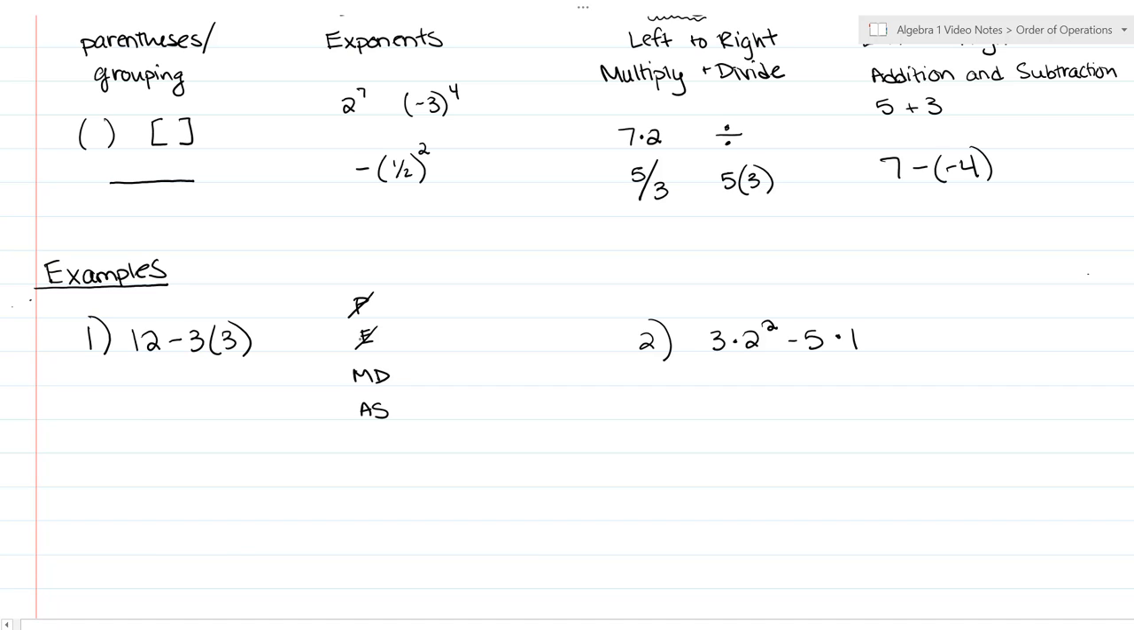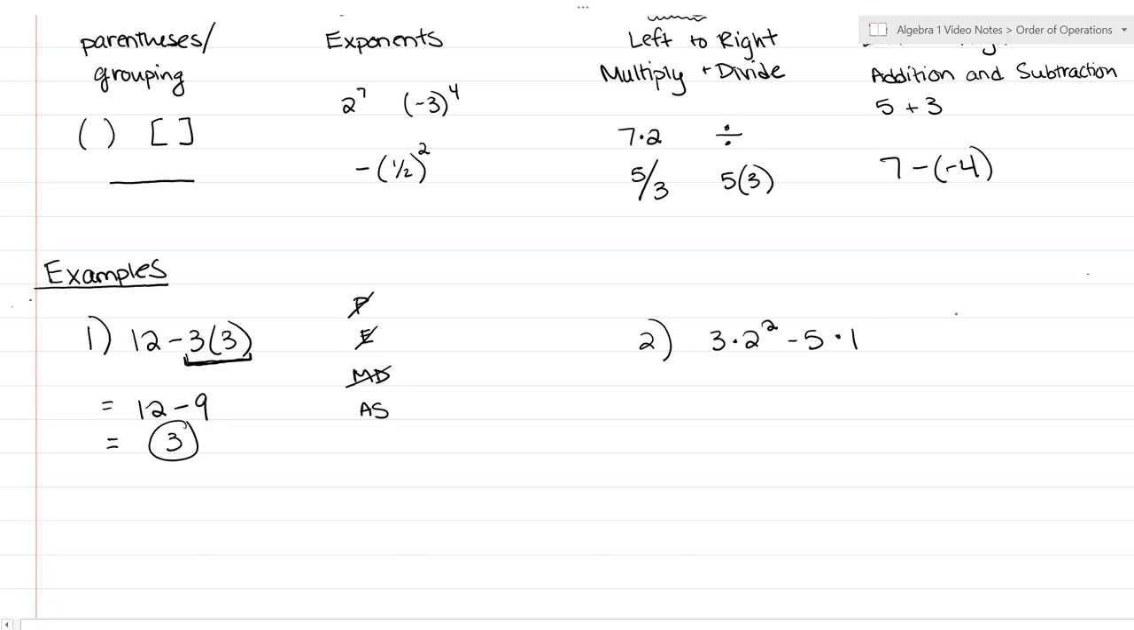Multiplication and division, left to right. So we're going to have 12 minus 3 times 3, so that's going to be our multiplication right there. 12 minus 9. There's no other multiplication and division after I've done that. So I'm going to add and subtract, and we get that 12 minus 9 is 3. So when we fully simplify this, we get our single value, 3. Okay, let's take a look at example number 2.